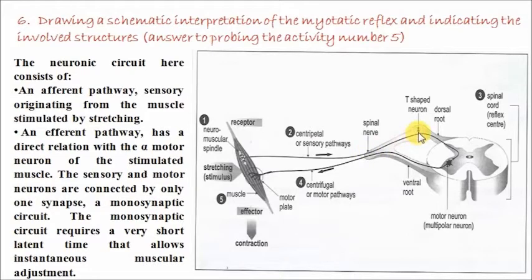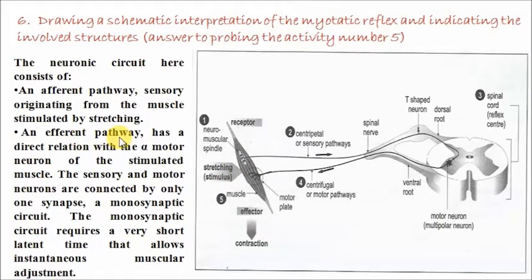I'm going to follow it. Sensory neuron, see the T-shaped neuron, see the cell body found in the spinal ganglion. And this is the spinal nerve, and this is the dorsal root, as you would observe, which is containing the sensory neuron. So this sensory neuron is coming from the muscle itself that is going to be subjected to stimulation here, which is the stretching.